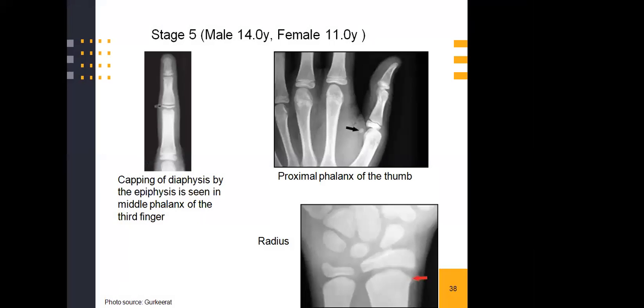In stage 5, capping of the diaphysis by the epiphysis is seen in the middle phalanx of the third finger, in the proximal phalanx of the thumb, and in the radius.